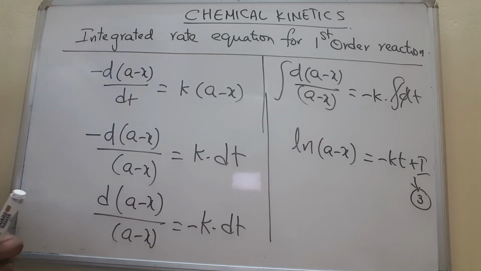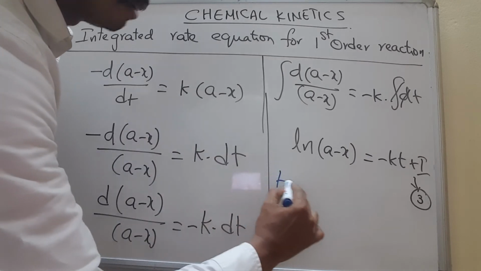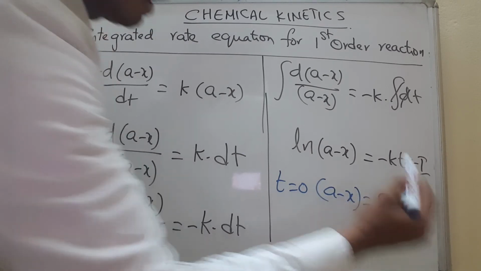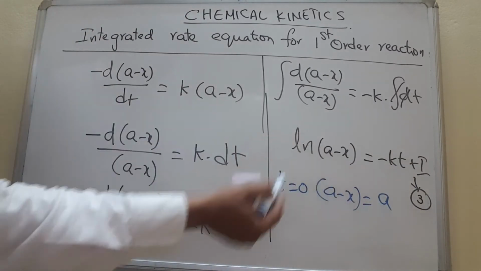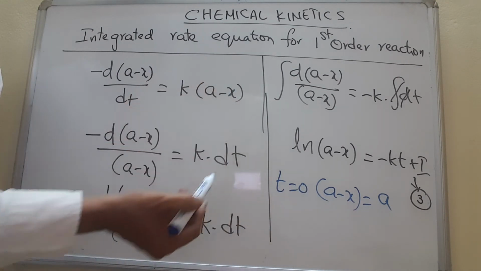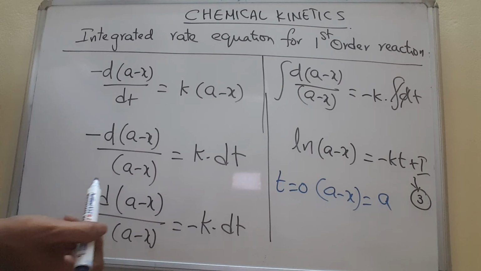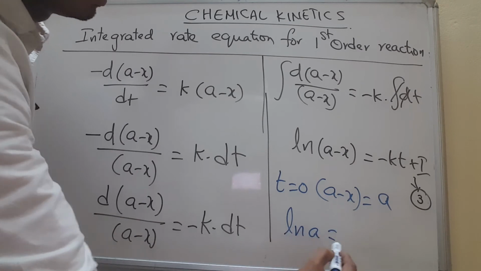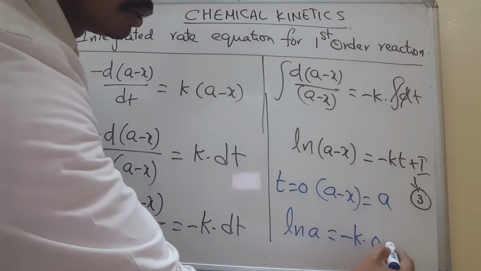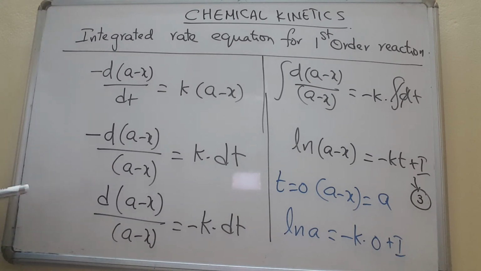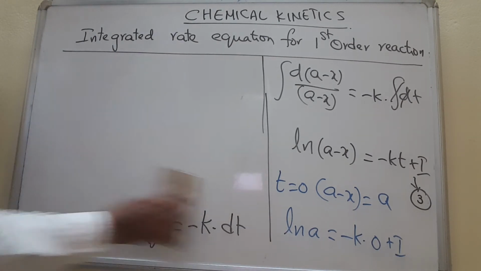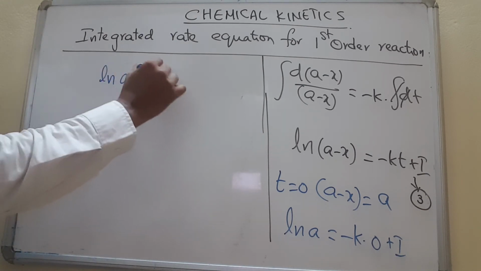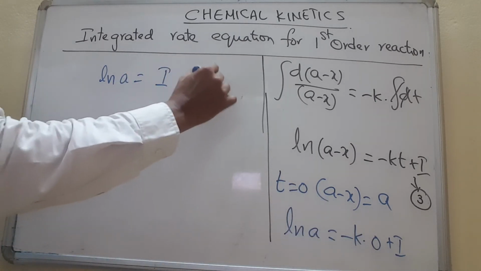To get the I value, you need to assume some conditions. At time t is equal to 0, what is the concentration? a minus x is equal to a, because initially the concentration is a at time t is equal to 0. I already told you before starting the video, a minus x is equal to a. So we substitute this here. Then ln a is equal to minus k into 0 plus I. From this one, what do we get? ln a is equal to I, because k into 0 is 0. That is equation number 4.